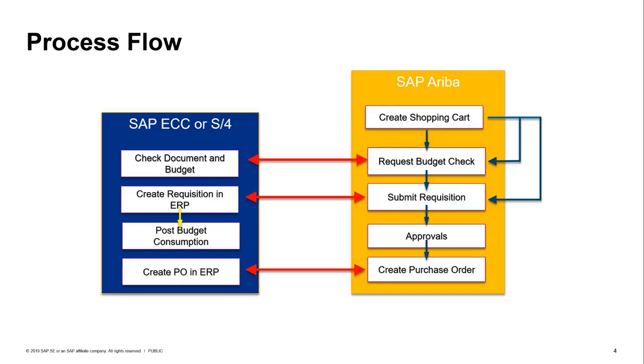Continuing with the process flow, once the requisition is submitted, this is created in the ERP, which responds back with the ERP requisition ID and line item number, and once it's fully approved, PO is created in both Ariba and ERP. In case the requisition is not approved, budget consumption is reverted from the requisition.